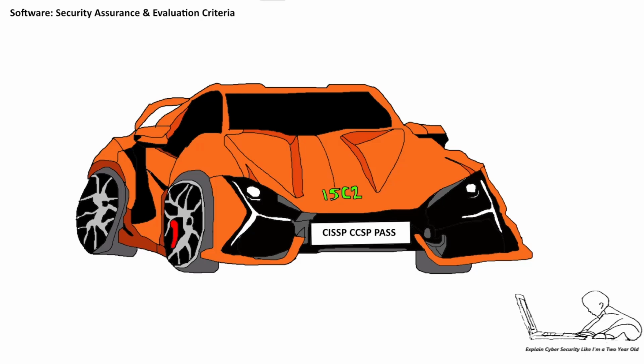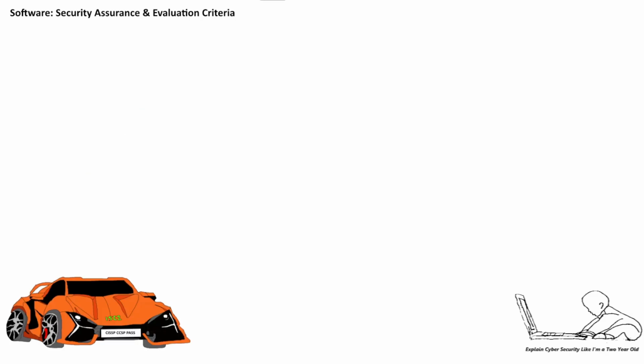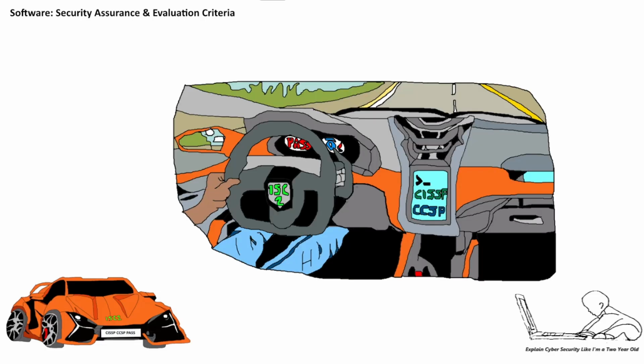Software evaluation criteria can be explained through an analogy of buying a nice sports car. Now, the sports car has all kinds of fancy gadgets and tech inside and outside of the car. And as a valuable customer, you want to make sure that the car lives up to its marketing hype in that it's secure and functional. And this is where the evaluation criteria comes in.